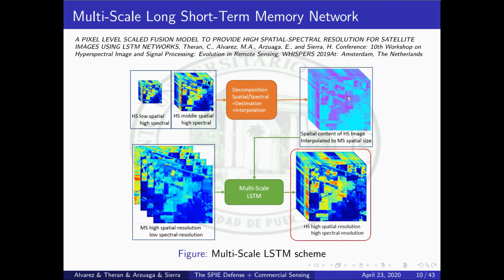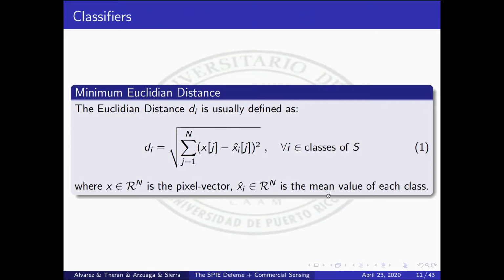Then, that part and the multispectral image that has high spatial resolution is taken by the multi-scale long-short-term memory and produce a high spatial resolution and high spectral image. The classifiers, as mentioned before, include the minimum distance method. The minimum distance takes the norm between points present in the dataset. In this work, we take the Euclidean distance, also known as norm 2.